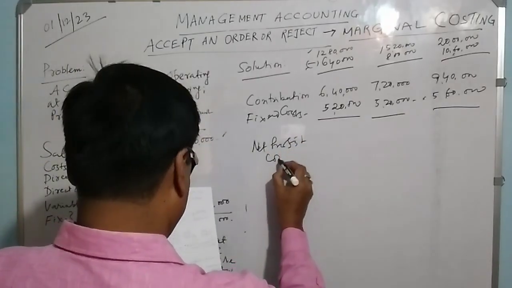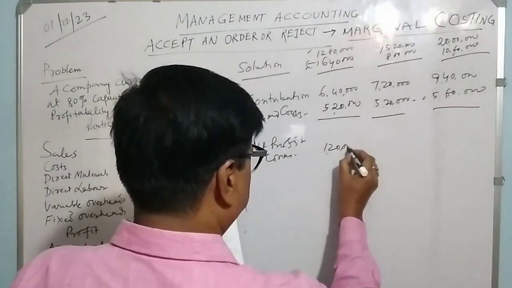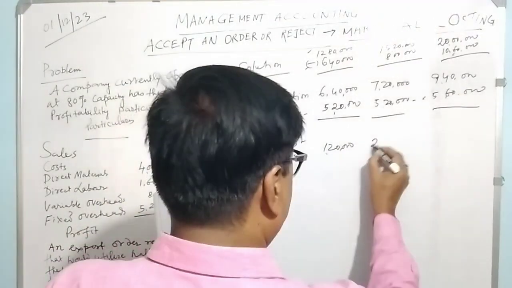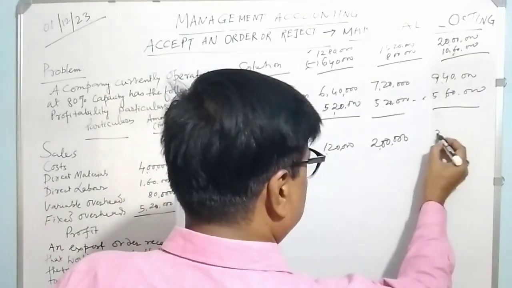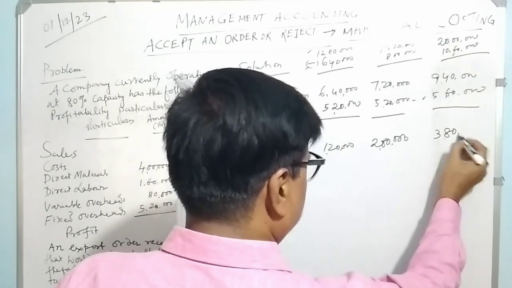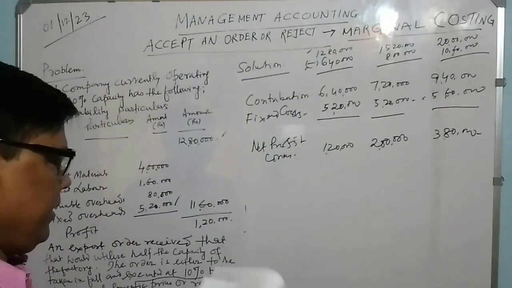Net profit comes to 1,20,000, 2 lakh, and 3,80,000.